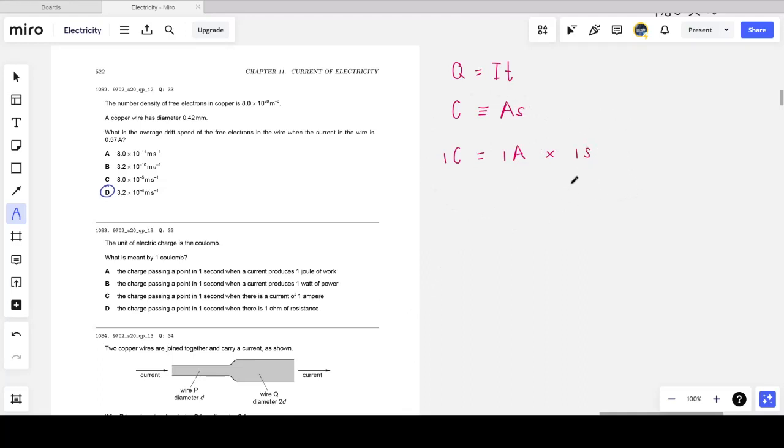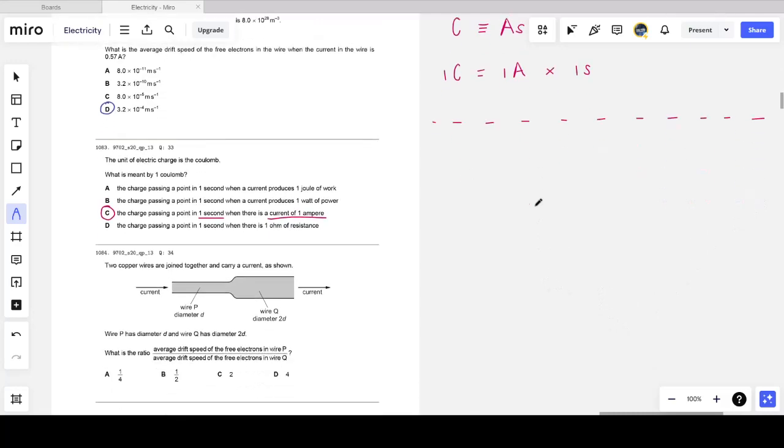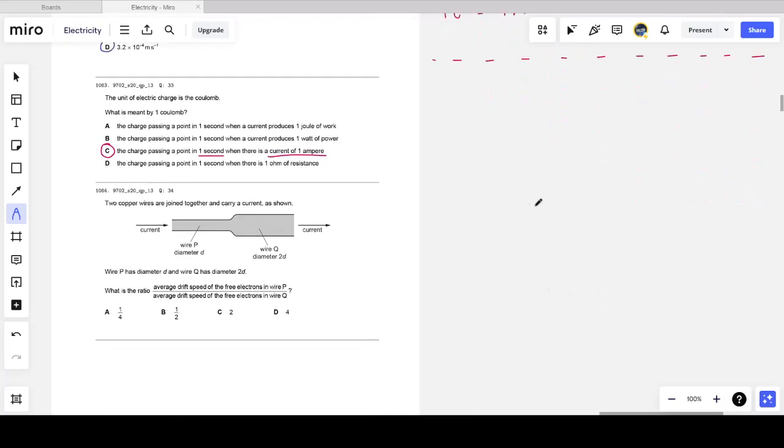Or current of 1 ampere is flowing through a point, and in 1 second I have a coulomb of charge passing through that point. So 1 coulomb is the charge passing a point in 1 second where the current is measured by an ammeter to be 1 ampere. And so that's option C. Again, that's by definition. That should not be something that's going to give you nightmares, because that's by what we define an ampere to be, and hence what we've defined a coulomb to be. So how those two are related.